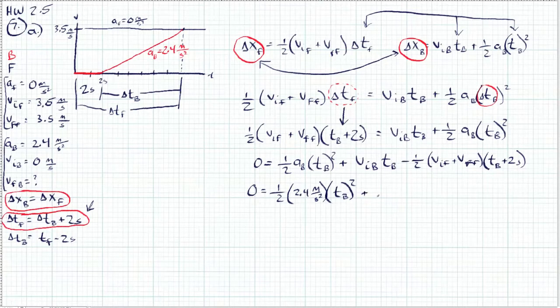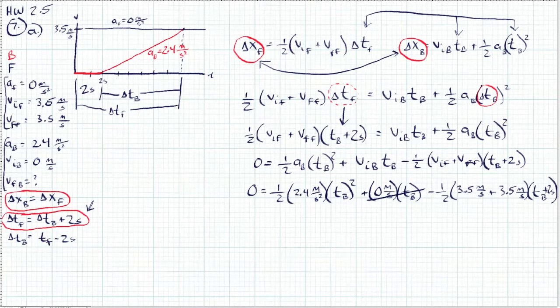So that's our tb squared, which we don't know, plus our initial velocity of the biker. Well, that's handy because that's 0 meters per second times the time of the biker, which ultimately will go away. Minus 1/2 times the initial velocity of the friend, which is 3.5 meters per second, plus the final velocity of the friend, which is 3.5 meters per second, times the time of the biker plus 2 seconds. Sorry, I had to squeeze that in there.